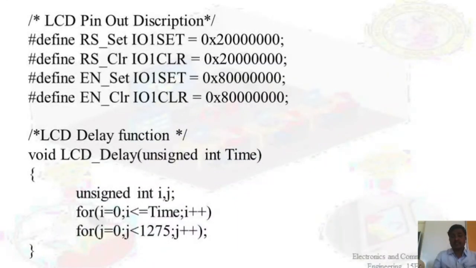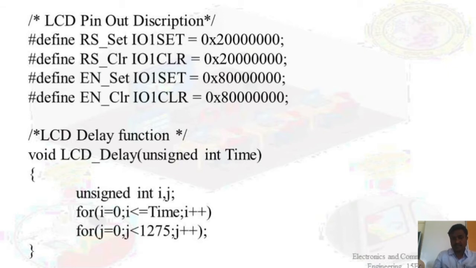Next we are using the LCD pinout description, and which are all the pins we are using, the input and output pins and set and reset. That is, #define RS set. Here we are using the define RS set and RS clear, enable set and enable clear. For this we are assigning the values, that is 0x22 for RS set and clear, and using IO1 set and IO1 clear instructions.